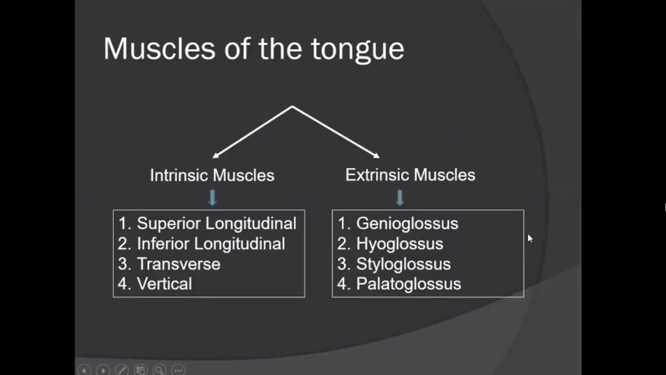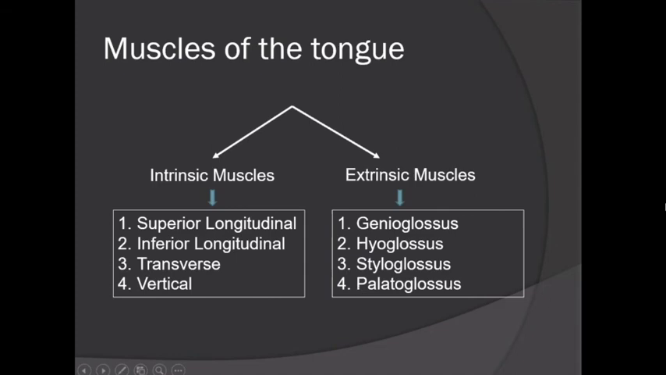Now let's discuss the different types of muscles of the tongue. As I mentioned earlier, the tongue is a muscular organ. It's not a tissue, it's a muscular organ consisting of many different types of muscles. It has intrinsic muscles as well as extrinsic muscles. The intrinsic muscles are basically 4 types: superior longitudinal, inferior longitudinal, transverse muscle fibers, and vertical muscle fibers. And then you have extrinsic muscles: genioglossus, hyoglossus, styloglossus, palatoglossus.